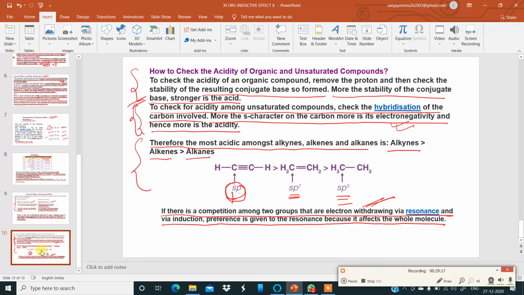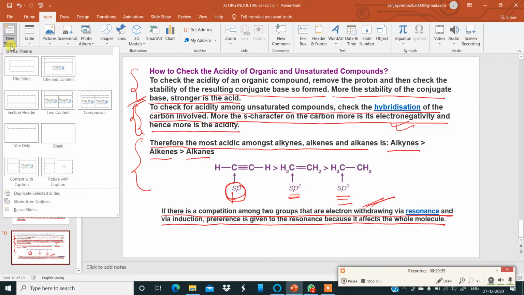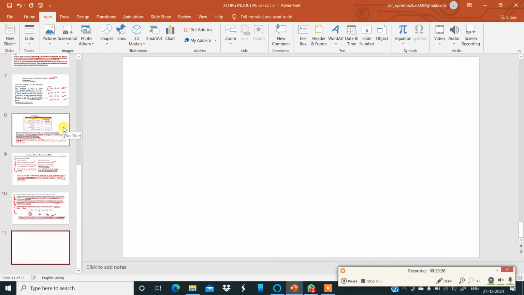Now, my dear students, the second effect which I was talking about at that time is the electromeric effect. It is a temporary effect. Because of the presence of an attacking species, this effect is happening. I would like to explain that by taking an example over here.